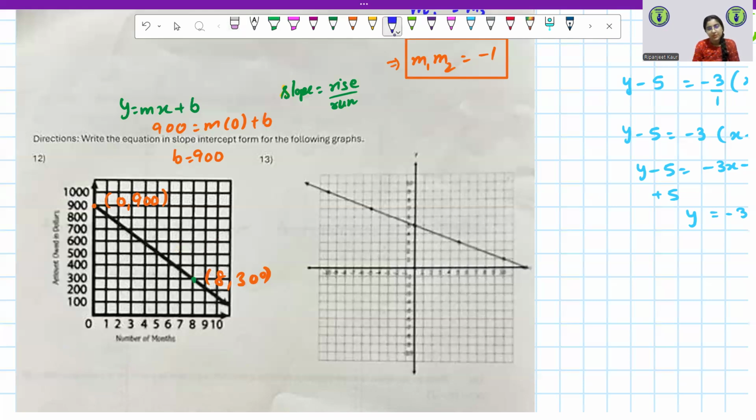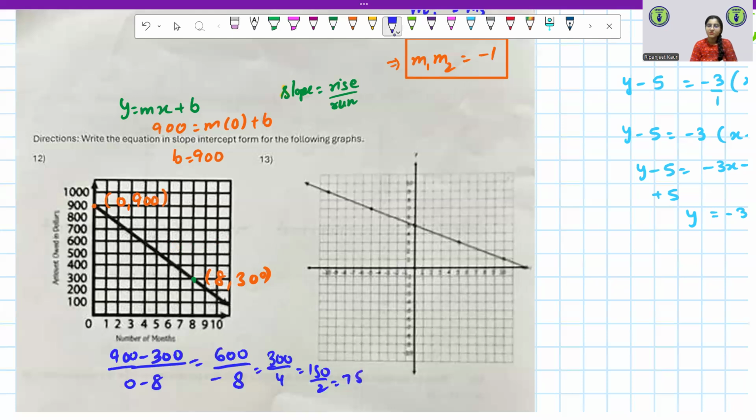So 900 minus 300, and 0 minus 8. So we are getting 600 over negative 8, which is going to give us 300 over 4. So again 150 over 2, which is 75. Negative 75, of course. So the slope is a negative slope, negative 75.